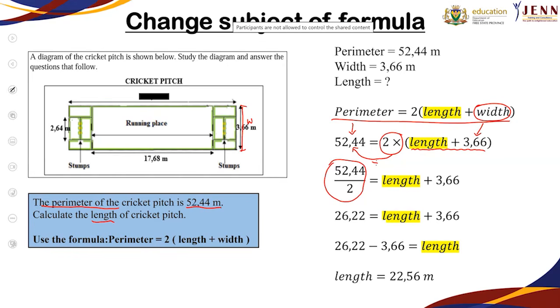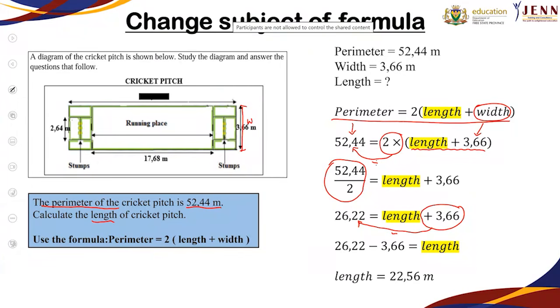Remember, my target is what? Length. Length still needs to be on its own, and right now it's not on its own. So we must get rid of this plus 3,66. It's a problem. Now we are adding on one side. So when I take this plus 3,66 to the other side, what is the opposite of a plus? I'm going to minus. So when I move it to the other side, it becomes a minus.